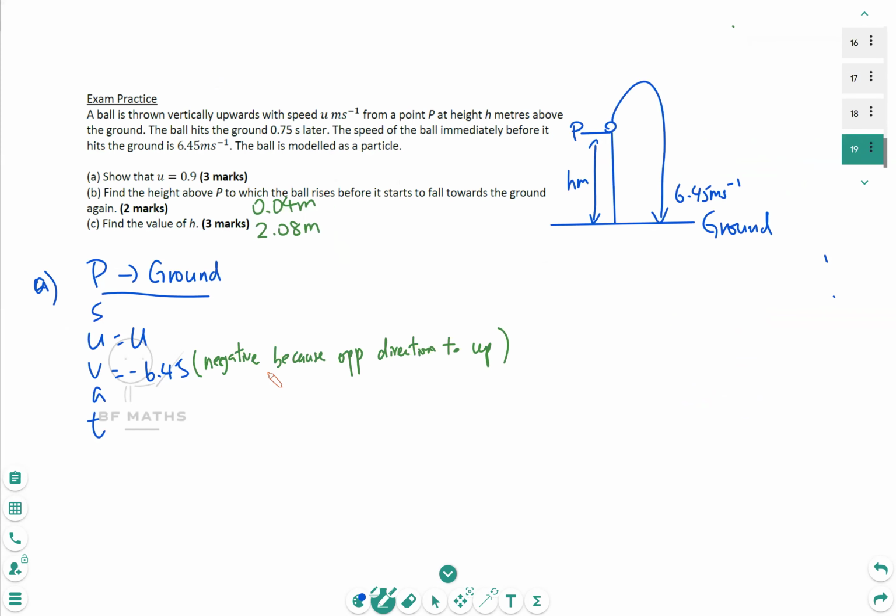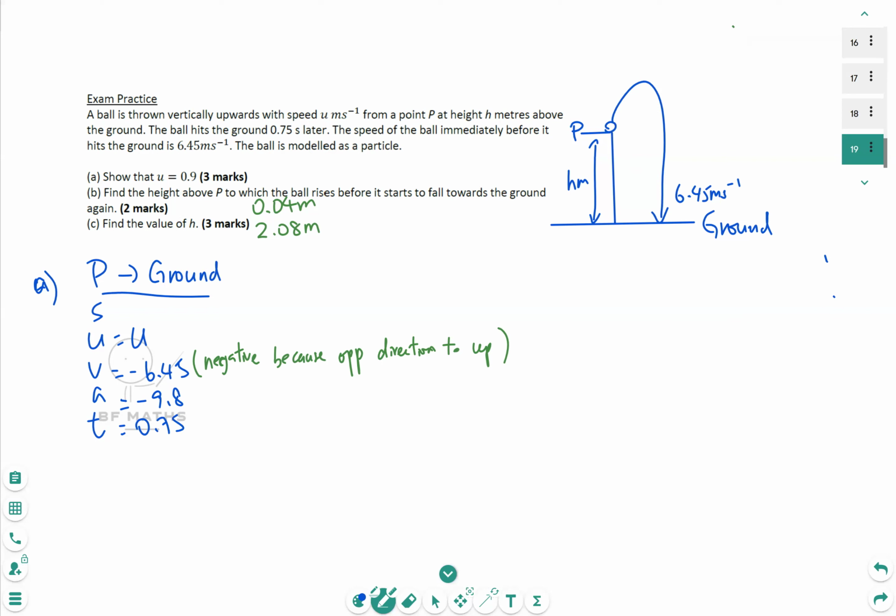A, the deceleration, is negative 9.8, as the ball goes up. Acceleration being positive or negative has nothing to do with direction. Whether the particle is accelerating or decelerating, the ball traveling upwards has to be decelerating to begin with, therefore it's negative. Time, we're told, is 0.75.